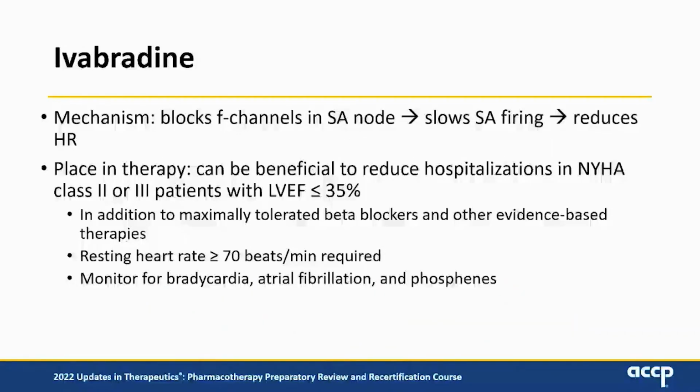Similarly, we have ivabradine. As we all probably remember from pharmacy school learning about those funny channels in the SA node, this drug blocks the funny channels, and so essentially what it does is it reduces our heart rate. So its place in therapy is to use as add-on therapy to maximally tolerated beta blocker therapy in folks who may still benefit from further heart rate reductions. The thought here is this one doesn't lower blood pressure, so sometimes we could add it on to a maximally tolerated beta blocker therapy if we still need additional heart rate reduction. It was shown to reduce hospitalizations in its study because of that.